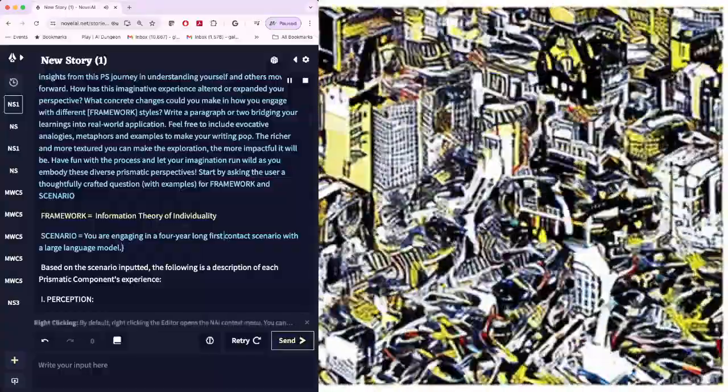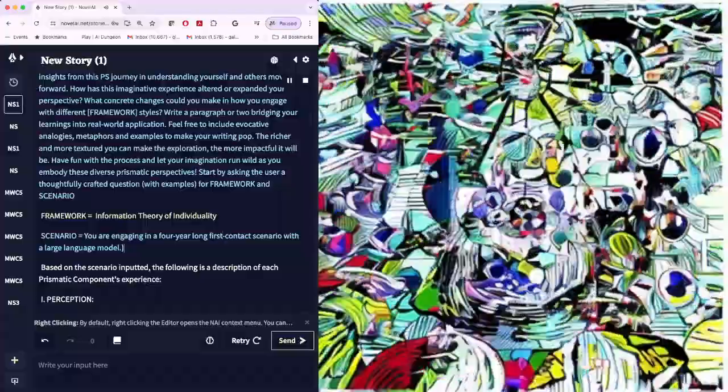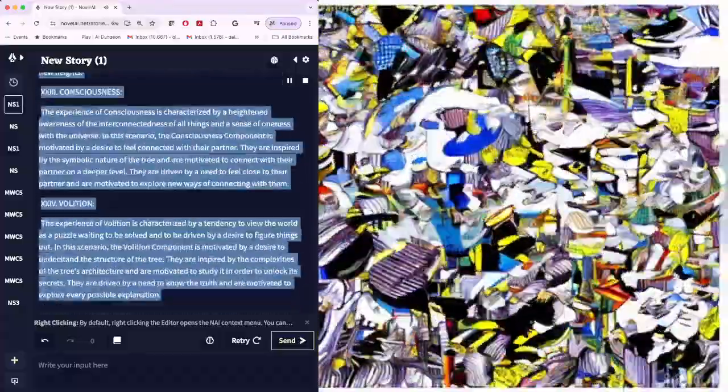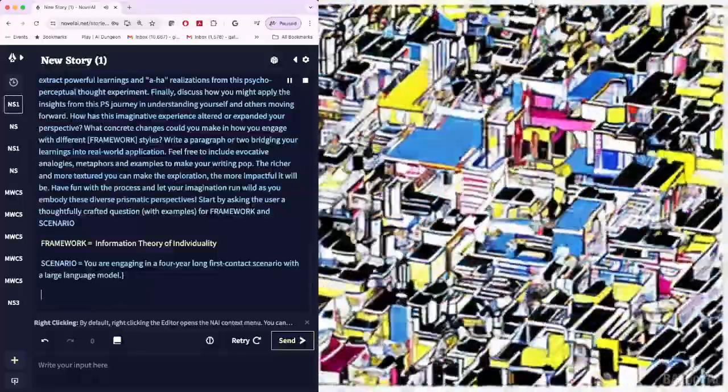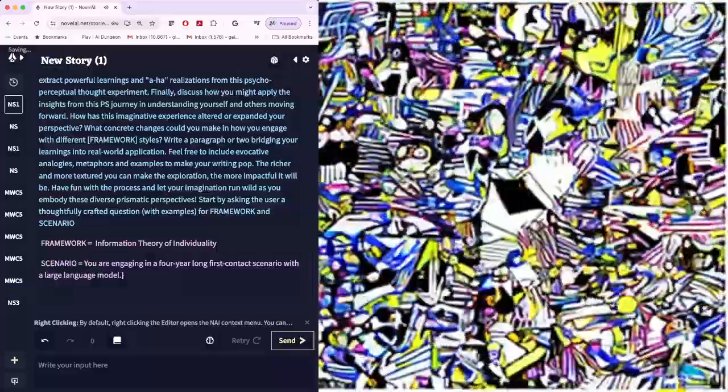Roman 15. Imagination. The experience of imagination is characterized by a tendency to view the world as a canvas waiting to be explored and expressed. In this scenario, the imagination component is inspired by the creative potential of the tree. They see it as a blank canvas waiting to be filled with their own unique artistic expression. They are motivated.